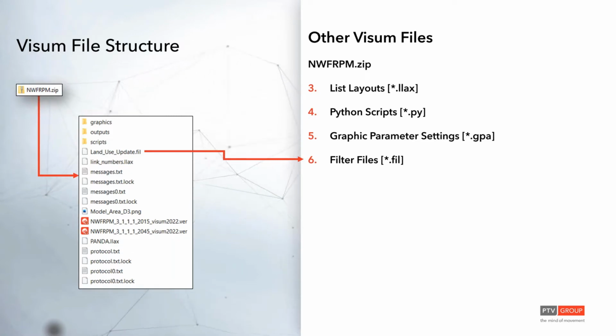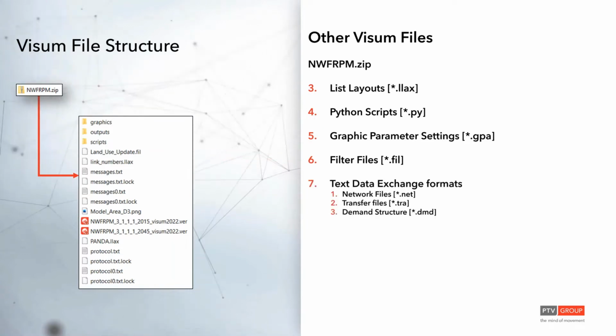It'll make it a little bit easier to model if you are filtering by certain attributes or by region or something like that. So for example, you could filter out all nodes that are not signalized, and then you could adjust all of your signalized nodes at the same time. So filter files allow us to do something like that.